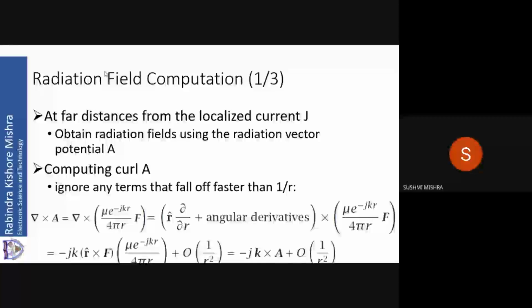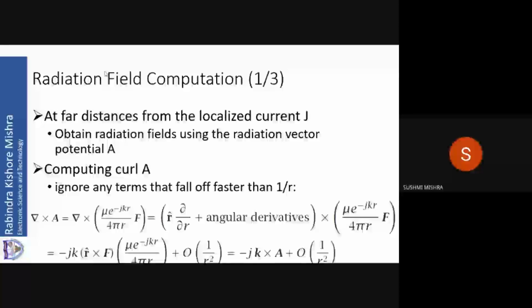Now if they have a 1 by r term or 1 by r square term, multiply that with 1 by 4 pi r. So you will always get terms which are 1 by r square or 1 by r cube. They are all clubbed into this part, order of 1 by r square. So I have got the left hand side, which is minus jk r cap cross F e to the power minus jkr by 4 pi r. The bracketed term multiplied with F gives minus jk cross A plus order of 1 by r square.